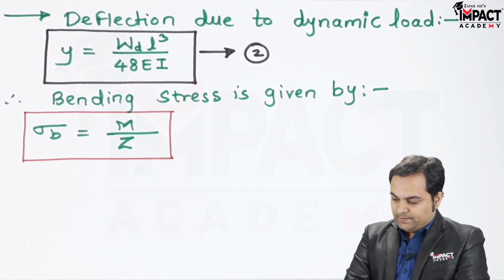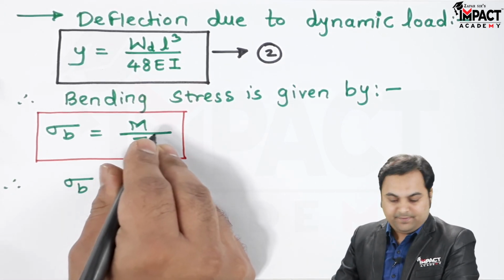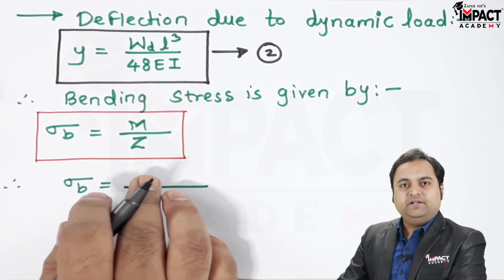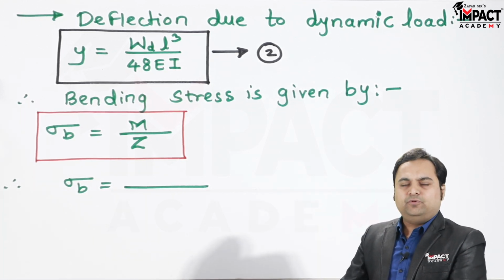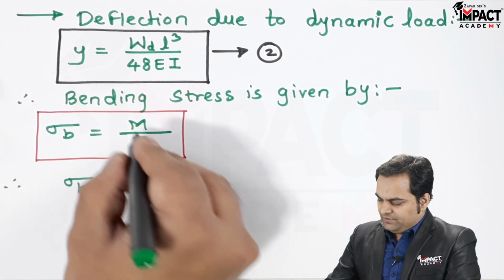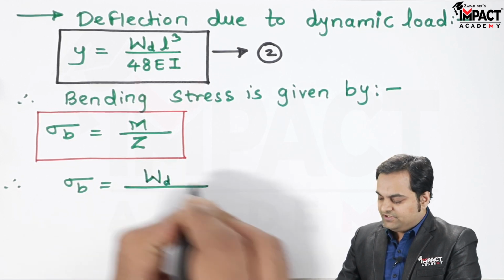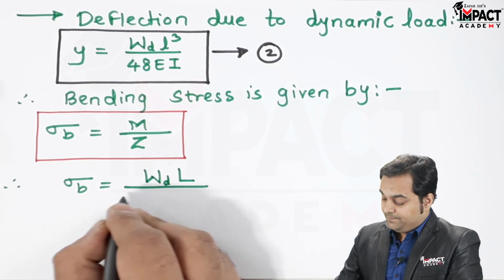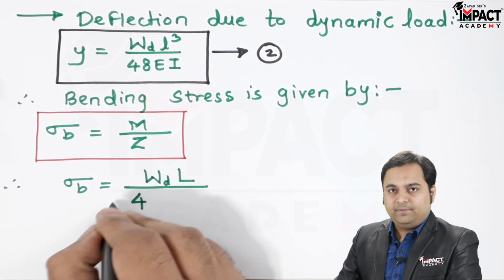So therefore sigma b will remain as it is. Instead of M I'll put the value of M in case of the maximum bending moment for a simply supported beam, since we are considering short bearings as a simply supported beam with point load at the center. So for such a condition the maximum bending moment capital M is given by W suffix d, the dynamic load, into L, which is the length of the bearing, divided by 4. So this is the maximum bending moment.